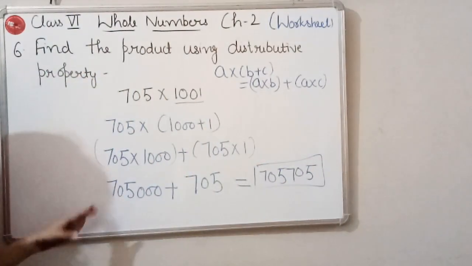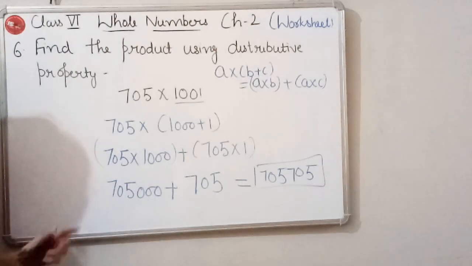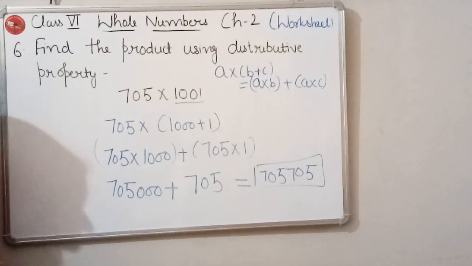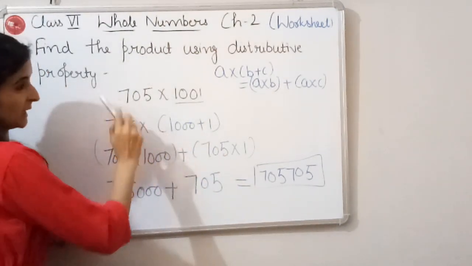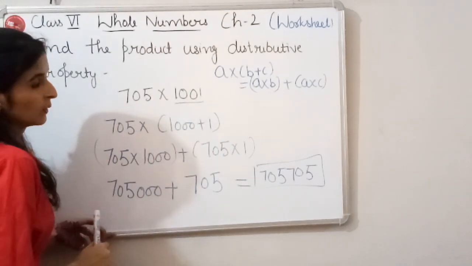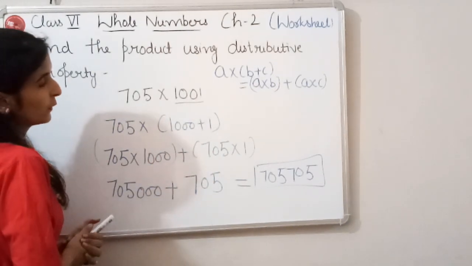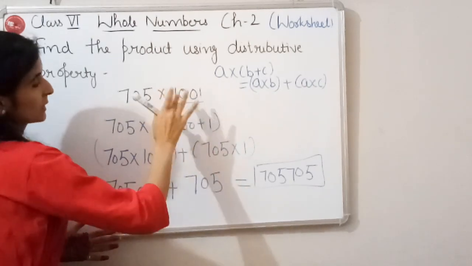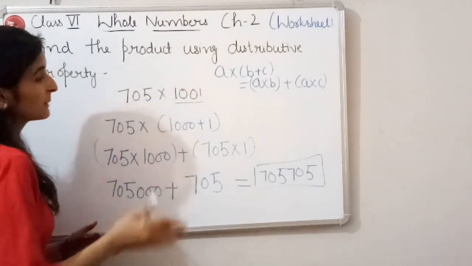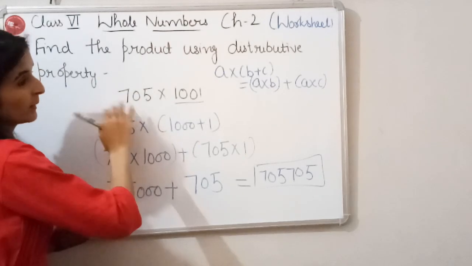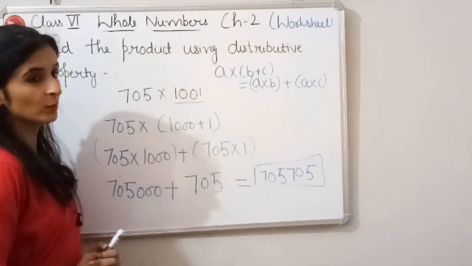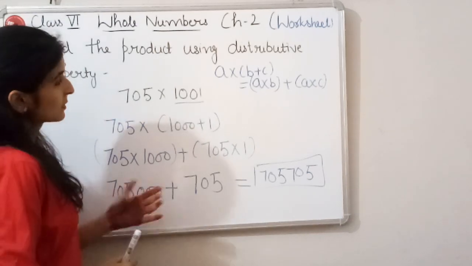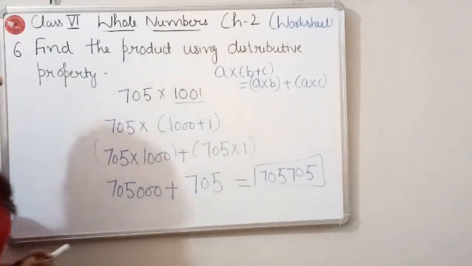This is the way to use the distributive property to find the product. Okay, we can distribute any of the numbers. You can distribute 705 also and then you can multiply by 1000. Okay, so that will be easy for you if you are distributing 1000, because it is easy to multiply by 1000 instead of multiplying by 705. That is why I have distributed 1001. Fine. So now let's come to our next question.